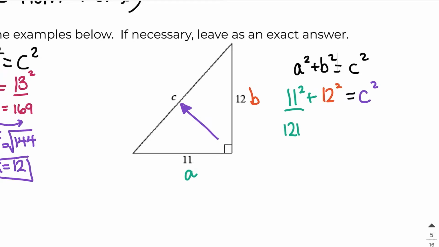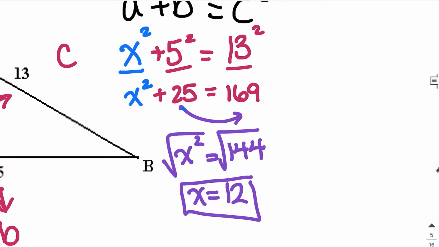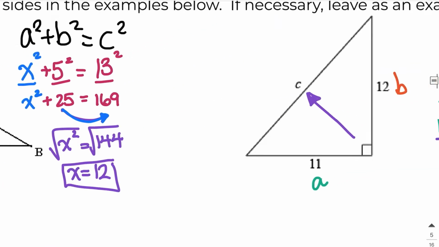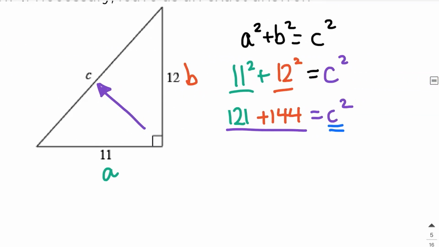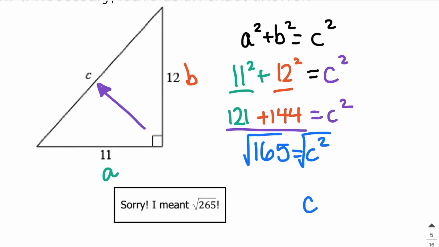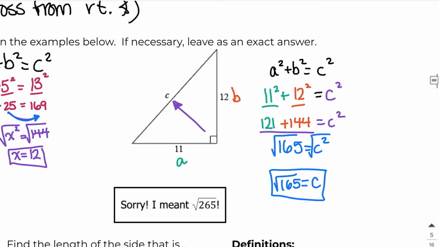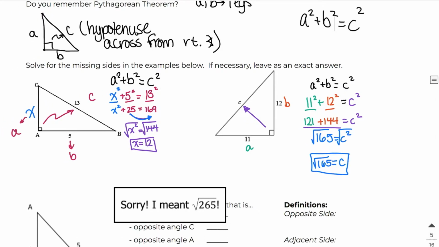11 squared is 121, 12 squared is 144, and then I get here equals c squared. Now 121 plus 144, I want to add those two numbers together because they're on the same side. It's different than this one because this one we had to move the 25 over because the x squared needs to be isolated. But here the c squared is already isolated, so I don't need to get rid of anything. So I'm just going to add these numbers together. I get 265 equals c squared. In order to solve, I need to square root both sides. So c is the square root of 265. I can't square root this evenly, so this is my answer because it asks us to leave this as an exact answer. Okay?